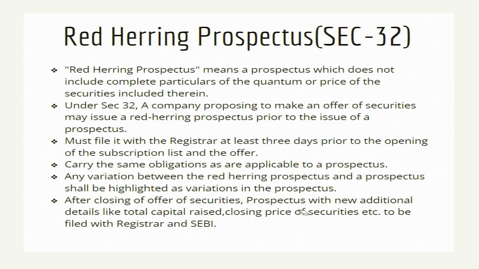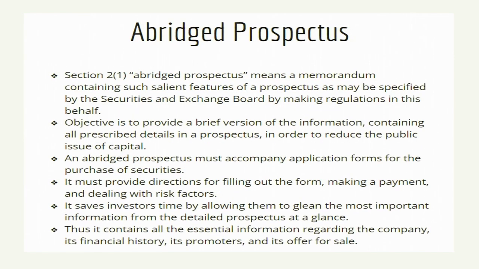Red herring prospectus, defined in section 32, means a prospectus which does not include complete particulars of the quantum or price of the securities included therein. A company proposing to make an offer of securities may issue a red herring prospectus prior to the issue of the prospectus. It must be filed with the ROC at least 3 days before the issue of the prospectus. And these obligations are the same whether you issue a red herring prospectus or another prospectus.